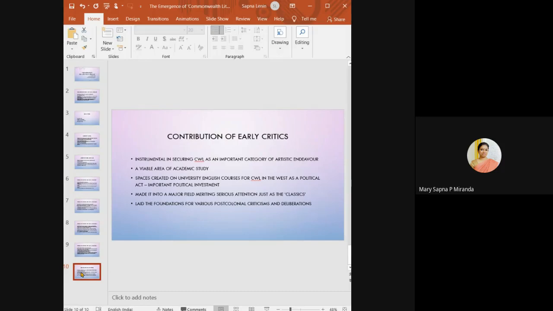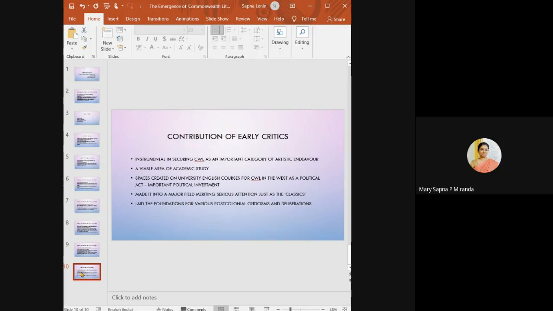So they created spaces on university English courses for Commonwealth literature. When you're creating space for a particular course, you are actually doing a political act. So this became a very important political investment. And it's later that we know, with the coming of many theorists, that this field became a very, very powerful field, using which we are now looking back and trying to make sense of what has happened and what is happening. You understand? So all this has been made possible thanks to these people.